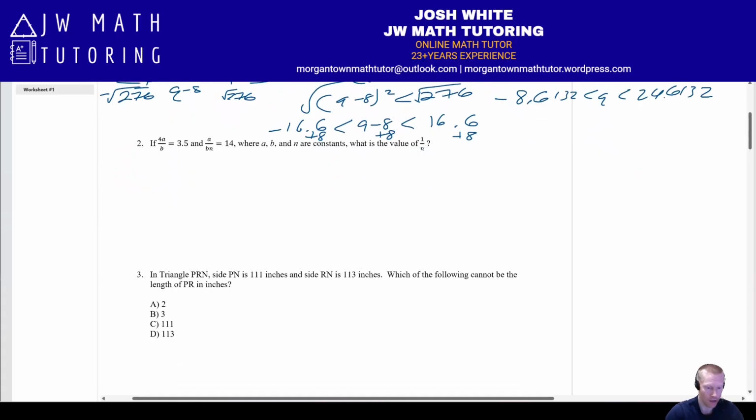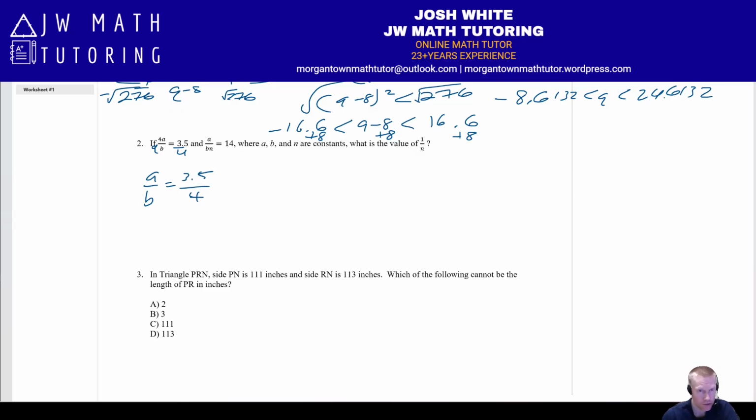All right, let's look at the next one, number 2. Here you have a basic ratio with a and b, and then another equation with a, b, and n, and it wants to know the value of 1 over n. The way you do this by hand, the theoretical way, is first divide both sides by 4, and you get a over b equals 3.5 over 4. Now go to the other equation and replace the a over b part with 3.5 over 4. On the top, it's just 3.5. On the bottom, you also have an n, and then you have 14.